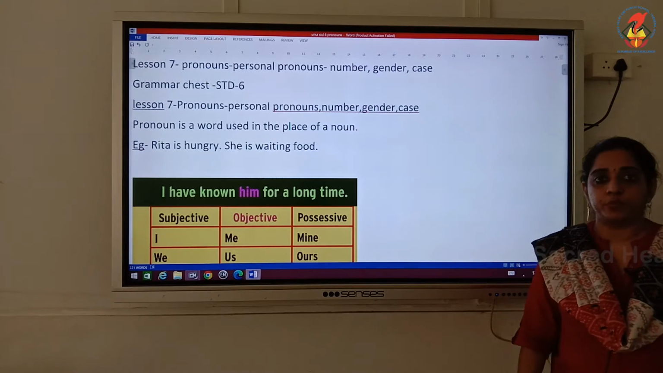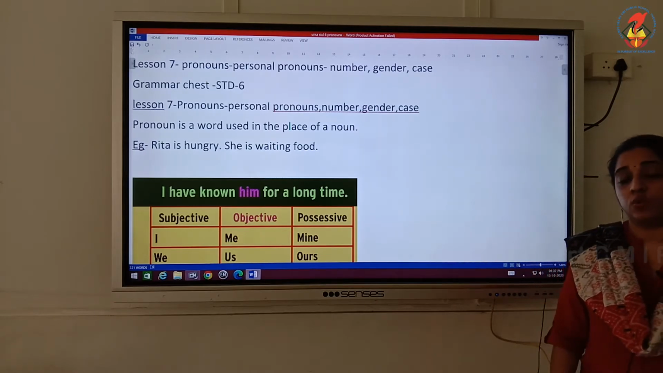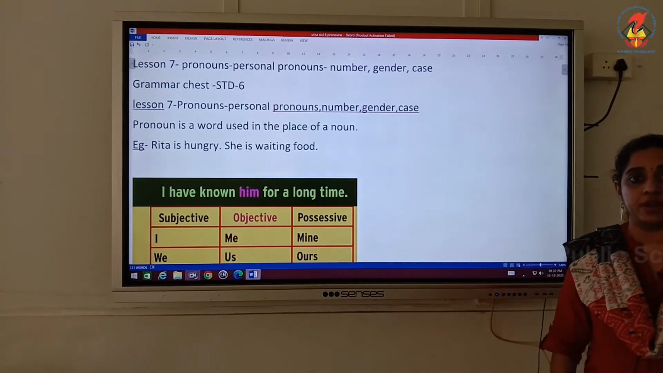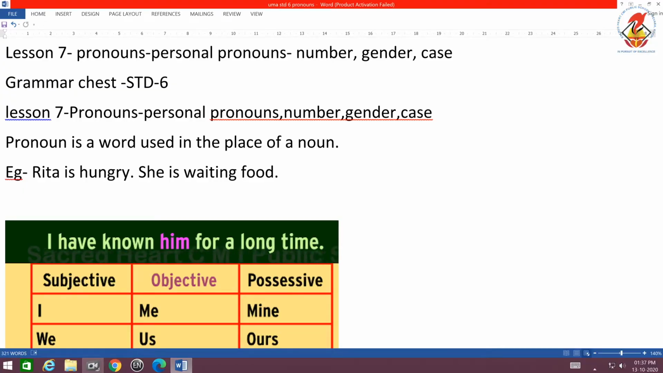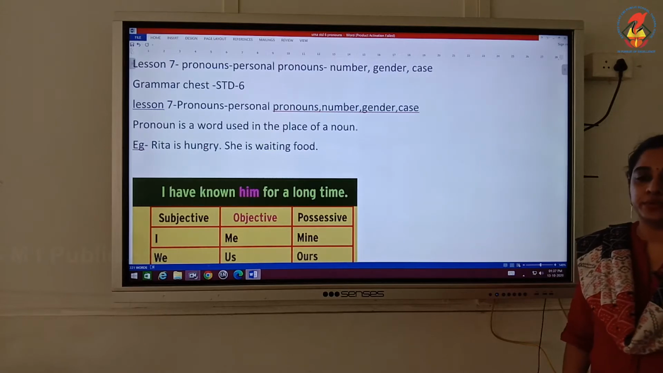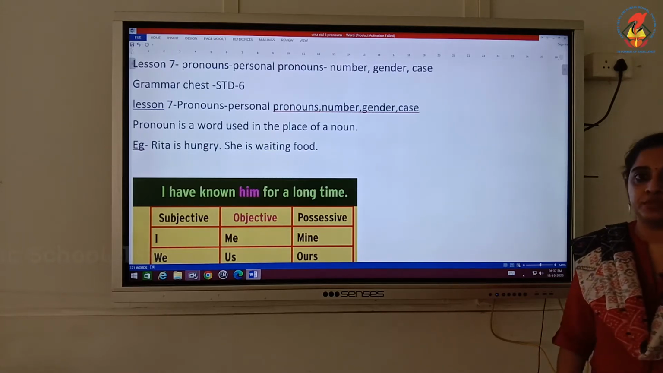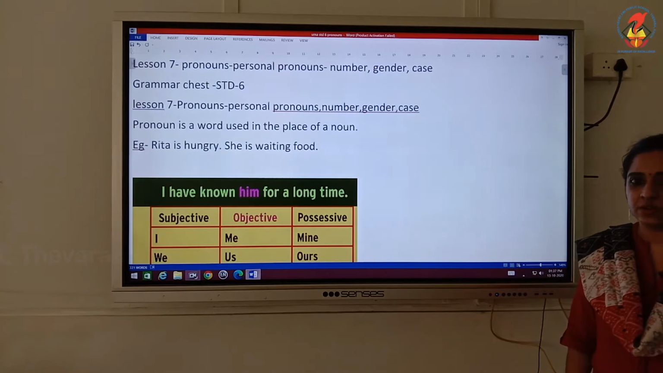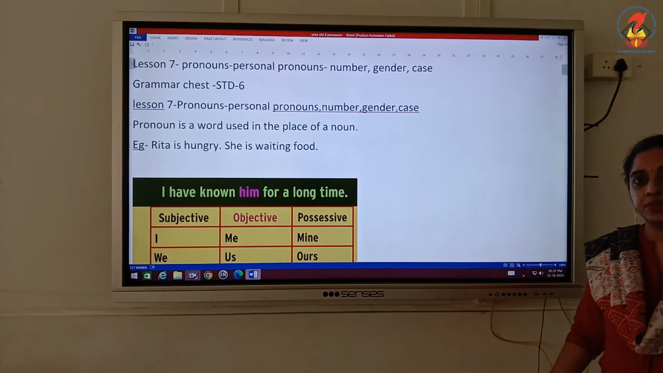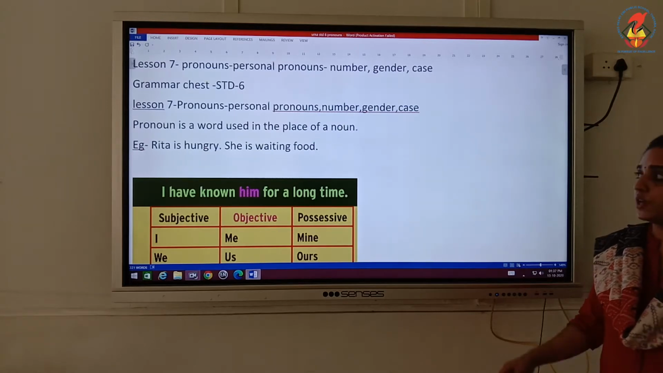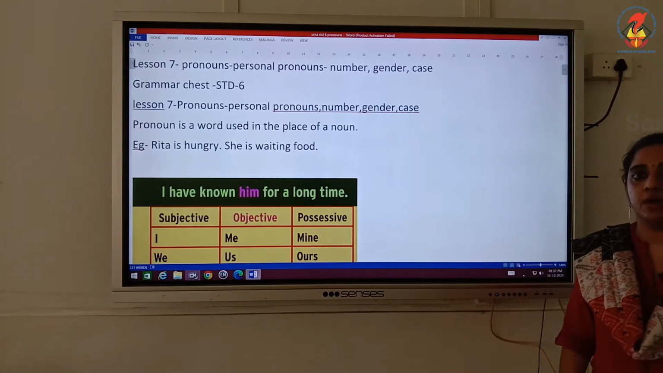You already know what a pronoun is, don't you? A pronoun is a word which is used in the place of a noun in order to avoid repetition. That's called a pronoun. See the example. Rita is hungry. She is waiting for food. Rita is hungry. Rita is waiting for food. It sounds odd. It's not good to hear the word Rita several times. So, in order to replace the noun Rita, I used another word, she. That word she is called a pronoun.